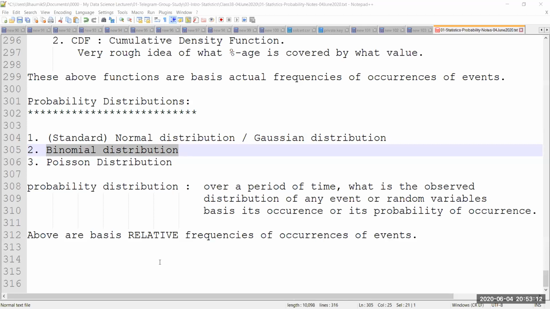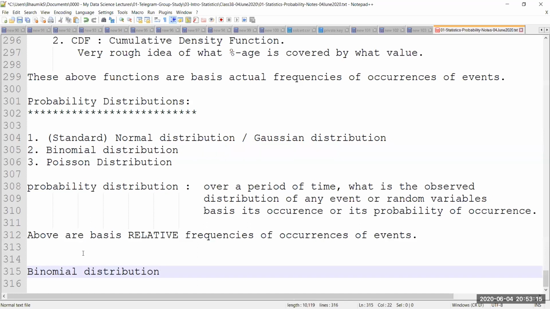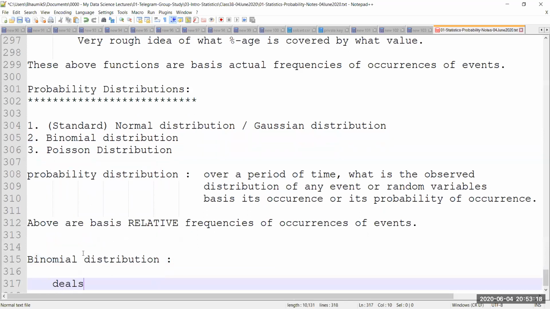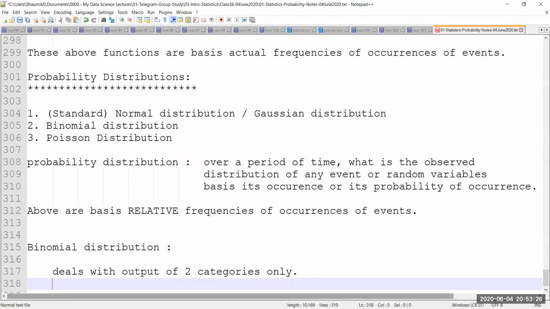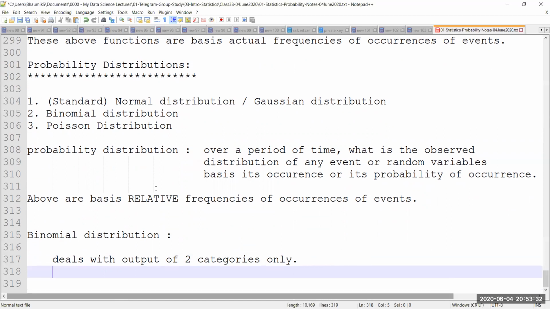So if I want to write the definition, let me just copy this and put it over here. The binomial distribution deals with output of two categories only. The outcome of the experiment can either be head or tail. It can be true or false. It can be yes or no, and so on. So let's say I want to classify an email as spam or not. "I don't know" is not going to be an acceptable answer in this case. Either I classify that email as spam or I don't. I say that the mail is spam. So that is answer one, or type of answer one.